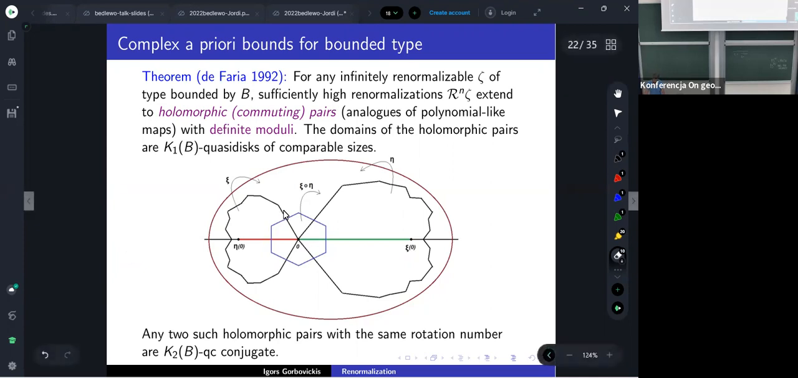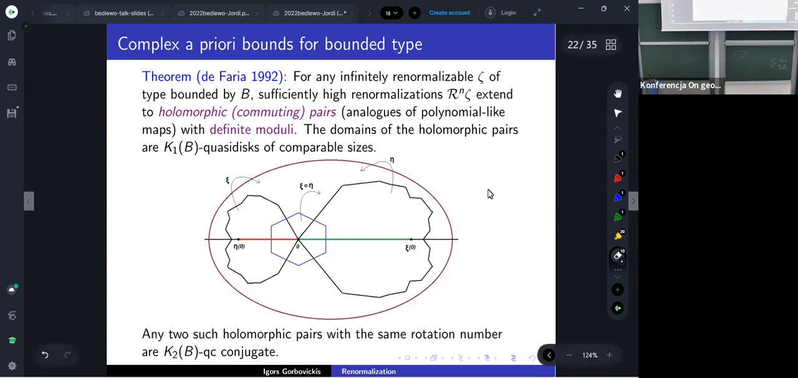And the third map here in the middle is the composition of eta and psi. Since eta and psi commute, it doesn't matter in which order we compose. And the third domain in the middle is mapped onto the larger one, again with some slits on the right and on the left, as a 3-to-1 branched covering with a branching point at 0. If we have something like that, we call it a holomorphic commuting pair.